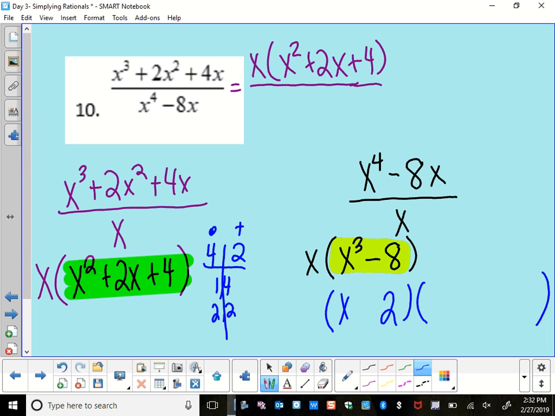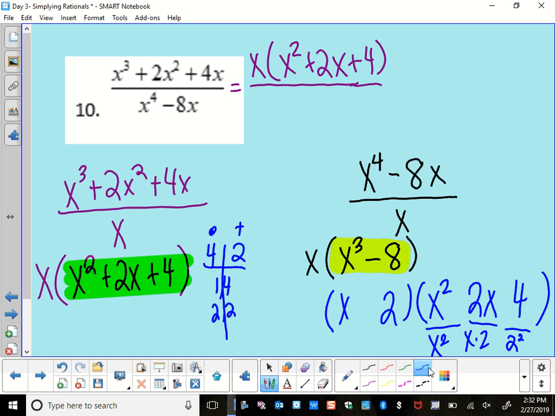Alright, in my second parentheses, everything relies on the first. So in this first number here, I square my first in my first parentheses. What's x squared? Just x squared. My middle number, I multiply them together. What's x times 2? 2x. And then my last number, I square the last number. So what's 2 squared? 4. Good.